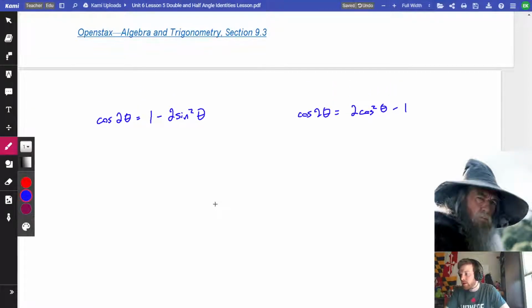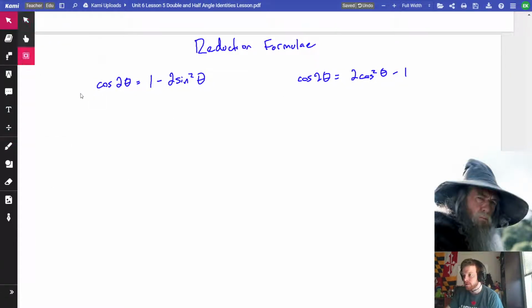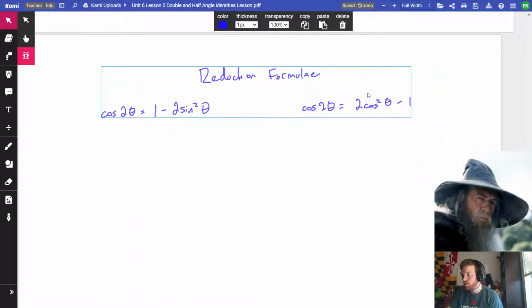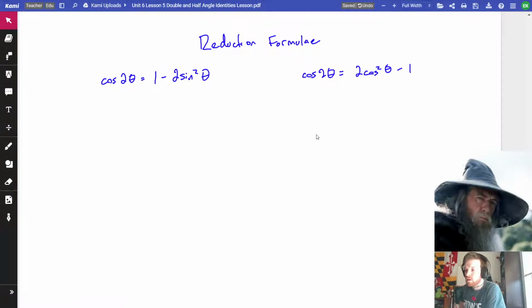We are going to work out the reduction formula. The reduction formula. And I'm actually going to move all that down a tad. These are actually particularly useful. You'll have to wait and see. You'll have to wait a year and a half to see why these formulas are so common and useful.